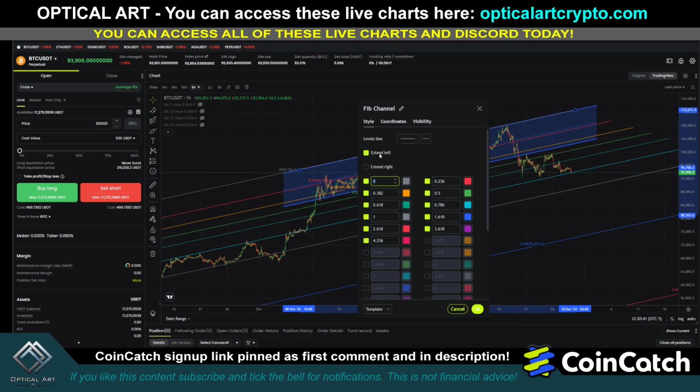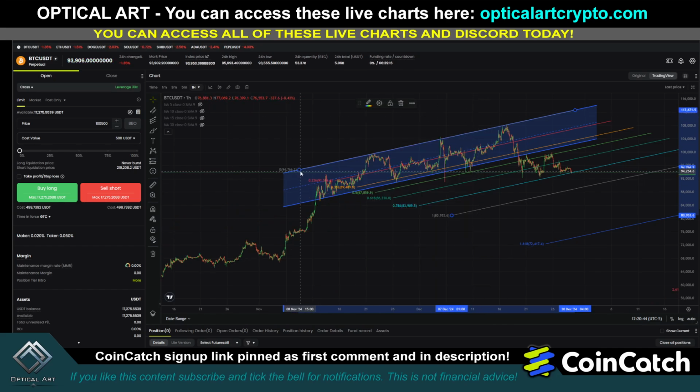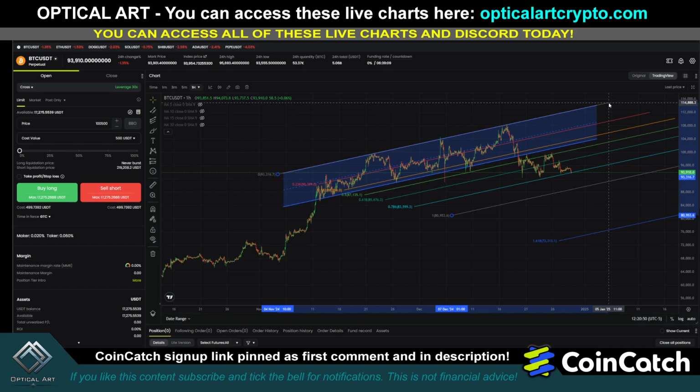Let me turn off extended. And you want to try to get this as close as possible. Now, the reason I say this is because as price moves along, if you don't get this accurate, it's going to be off as time goes on. So the more accurate it is, the better. As accurate as you can get it.